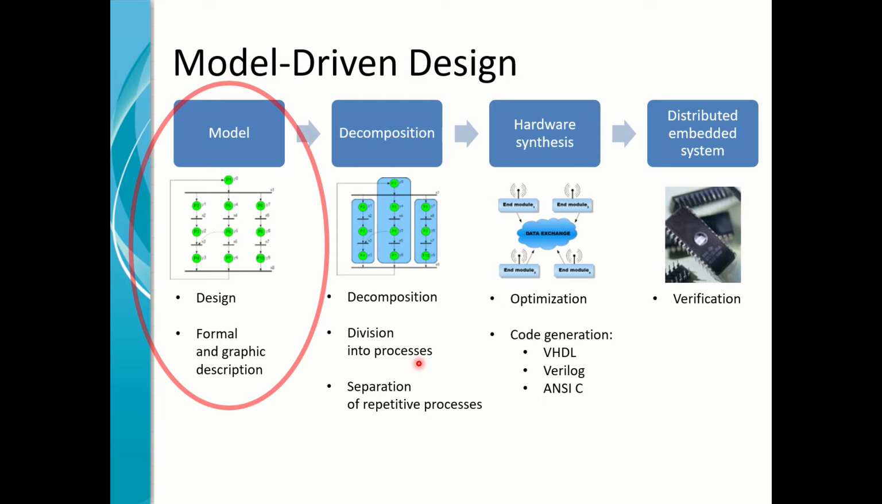Furthermore, some optimizations like separation of repetitive processes are provided. This stage can be performed either manually or automatically. The third stage is the automatic code generation for the target device. Finally, the fourth stage, we've got the entire system and we can make verification. Our paper focuses on the first stage, so this is the model.